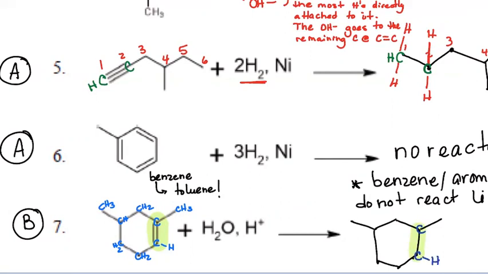If I label these A and B, who gets the incoming hydrogen? Carbon A or carbon B? Great. So this turns into a CH2. What does carbon A get in a hydration reaction? The OH.